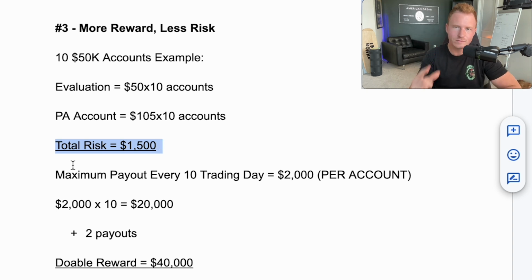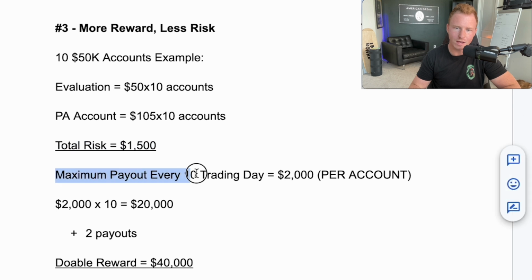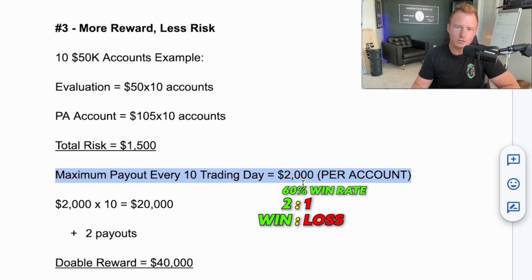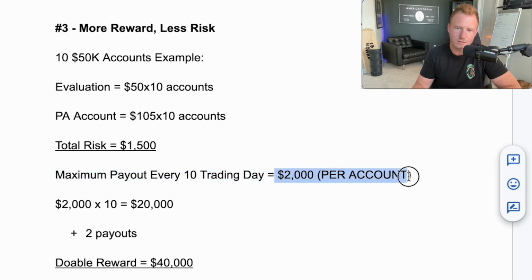Now, on those 50K accounts, the maximum payout every 10 trading days is $2,000, and this is per account. So if you have a decent trading system, meaning you get a 60% win rate with a 2-to-1 win-loss, you're usually going to be able to hit this maximum payout every 10 trading days, okay? And keep in mind, this is $2,000 per account. We have 10 accounts.